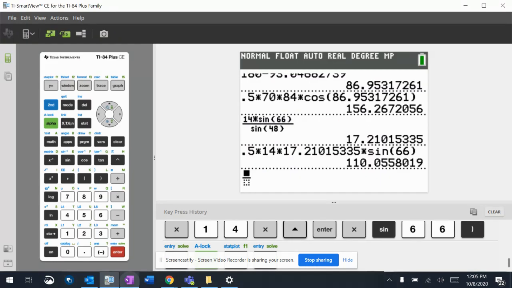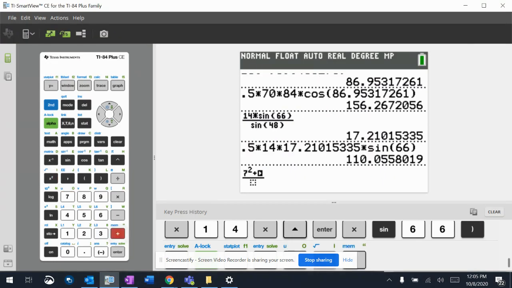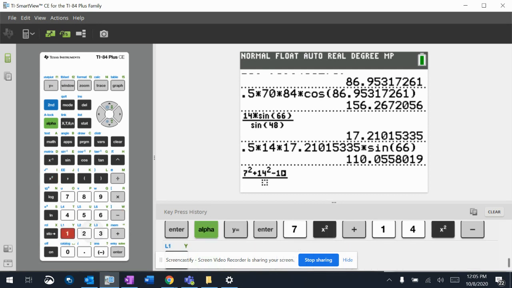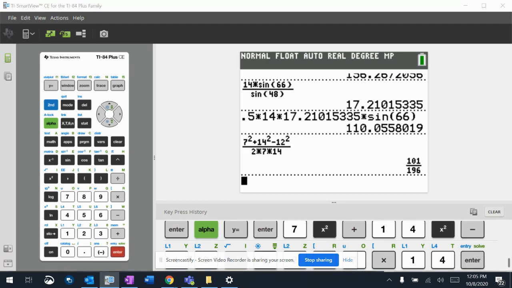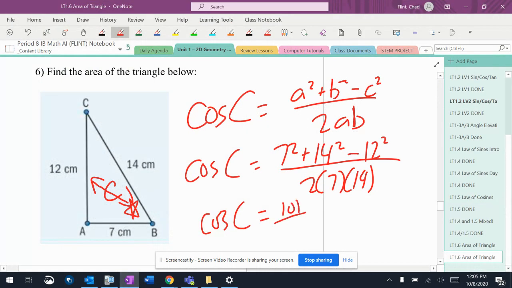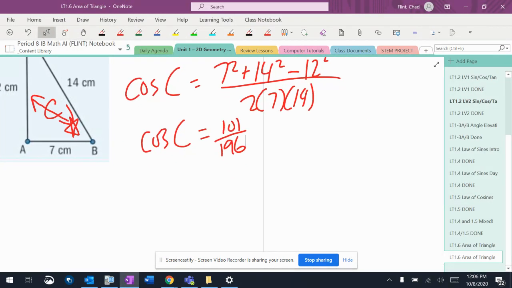7 squared plus 14 squared minus 12 squared over 2 times 7 times 14. 101 over 196. It'll give you a decimal usually, but if it gives you a fraction, that's no big deal. Because when you get to this point, you have to second cosine just like you would second sine or second tangent, whatever, anything if you have the cosine value.